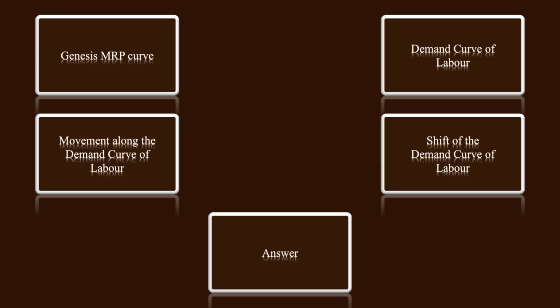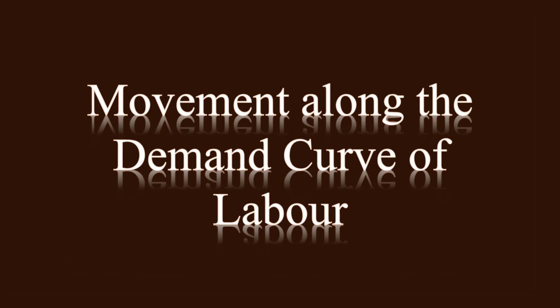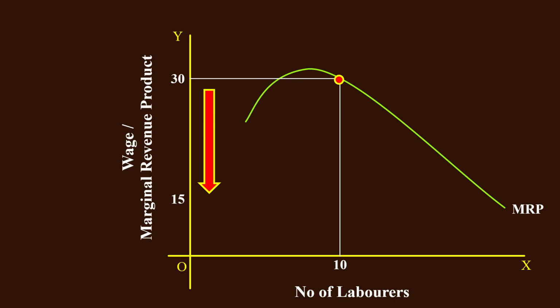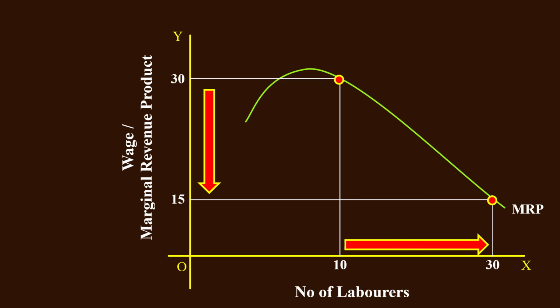We shall see the movement along the demand curve of labor. There is an inverse relation between wage and demand for laborers. A producer moves up with an increase in wage and moves down with a fall in wage. For example, when the wage falls from 30 rupees to 15 rupees, the producer moves down along the marginal revenue product curve and employs 30 laborers. He moves down to equate marginal revenue product with wage so that he can earn maximum profit.